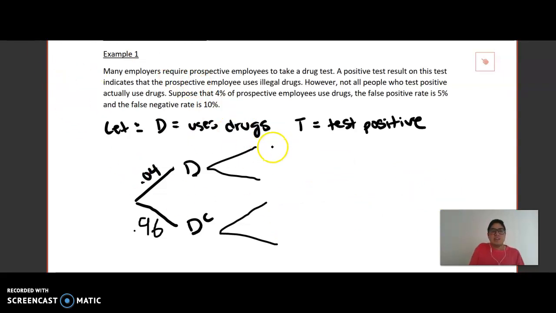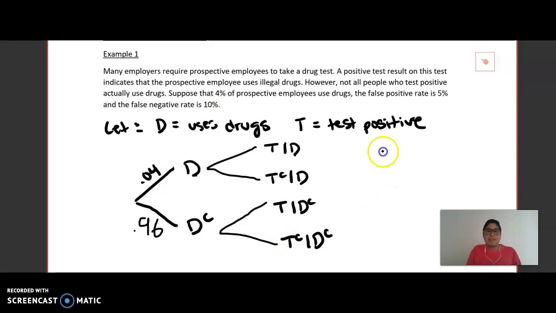Okay, so here is that they test positive given they use drugs. Here's that they do not test positive given that they use drugs. They test positive given they do not use drugs. And they do not test positive given they do not use drugs. So we were told that the false positive rate, meaning that someone tests positive when they should not have, is 5%. So if they test positive when they should not have, that's going to be down here.